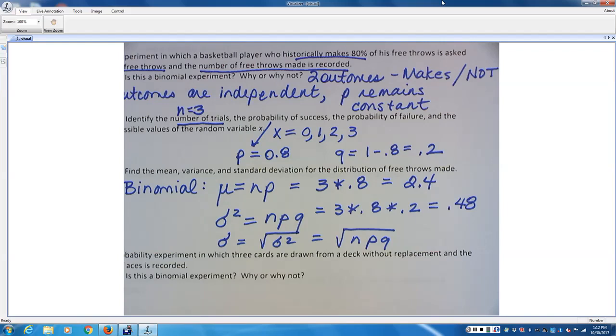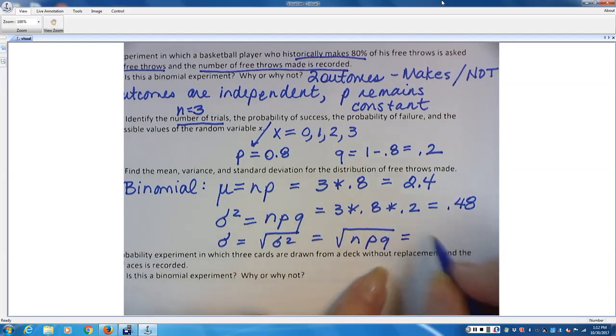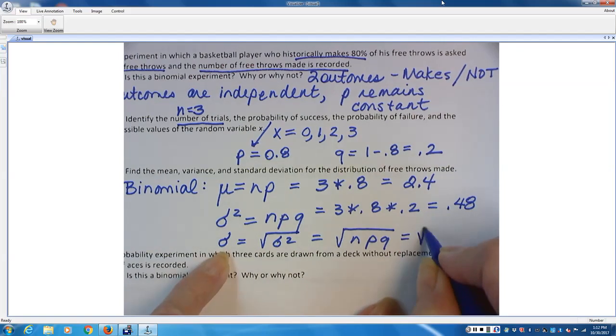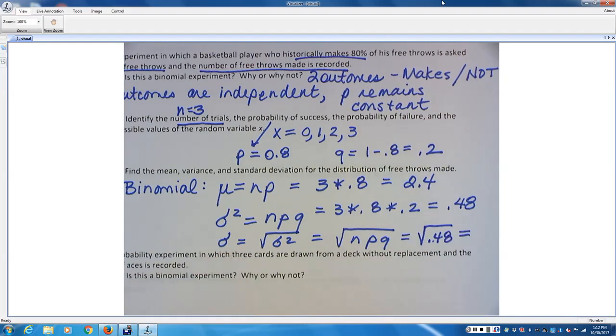So then, what is the standard deviation? Well, that's going to be the square root of 0.48. What's the square root of 0.48? 0.7? Not quite. 0.693.